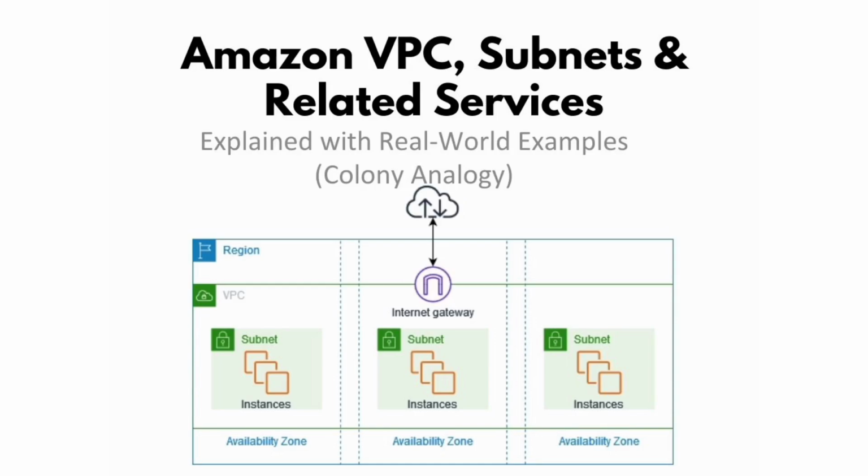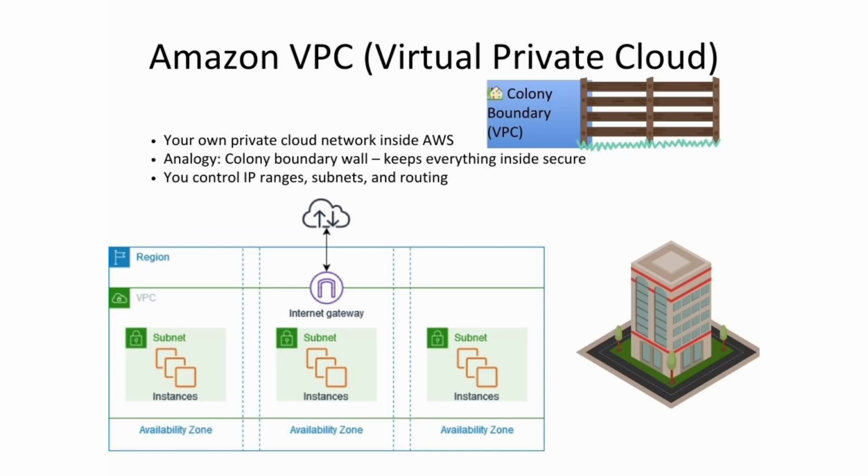Let us delve into the topic. So, first of all, what is VPC? That is nothing but a virtual private cloud. So, Amazon VPC is your own private network inside the Amazon Web Service where you can place and organize your resources like EC2 servers, databases, etc.